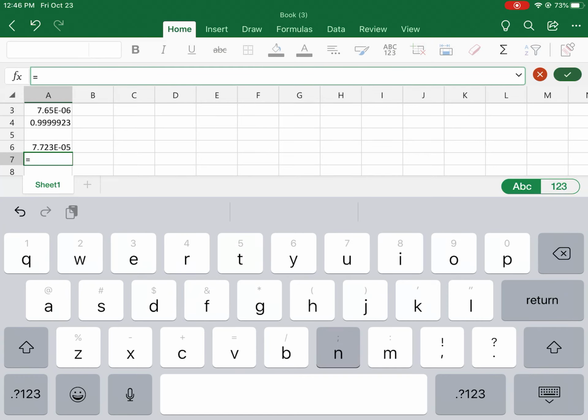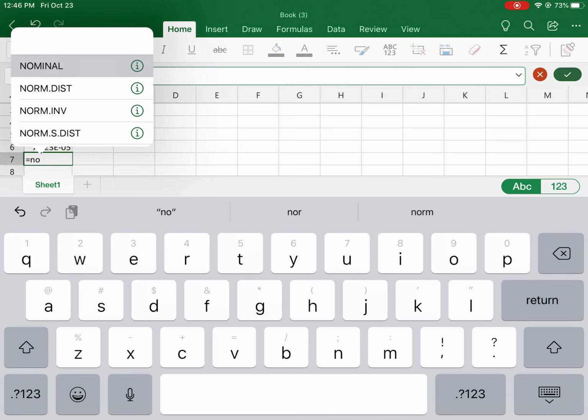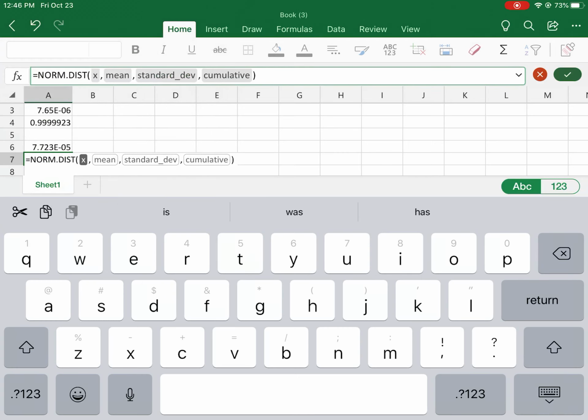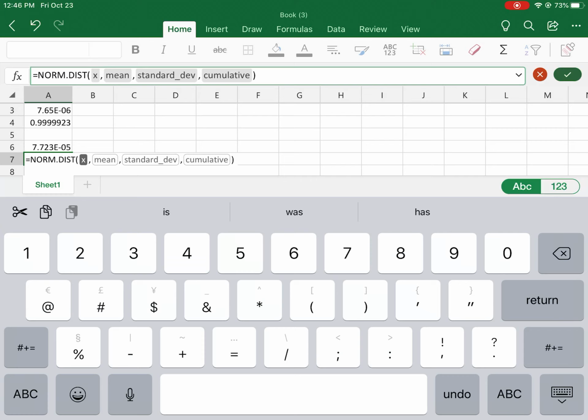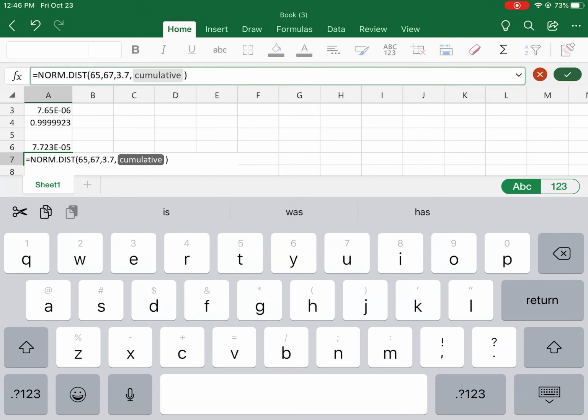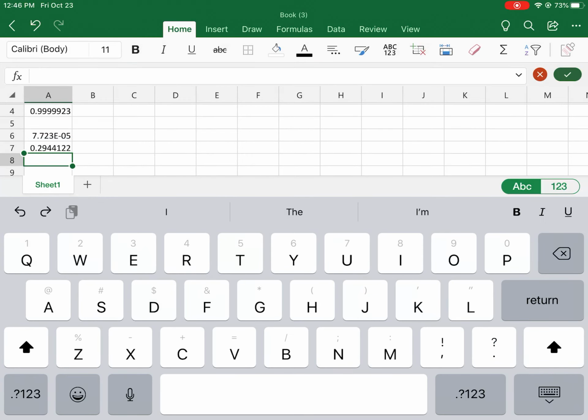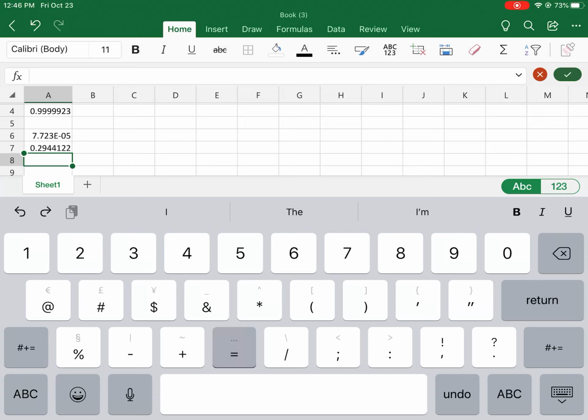So now we're going to go ahead and do it again. This time we want 65, so I'm going to go ahead and type 65. Go ahead and type everything in. Okay. Hit enter. Now remember what we're going to do is we're going to take the bigger one minus the smaller one to get our answer.